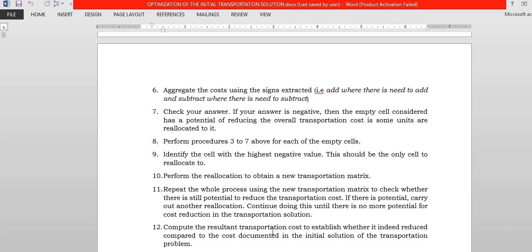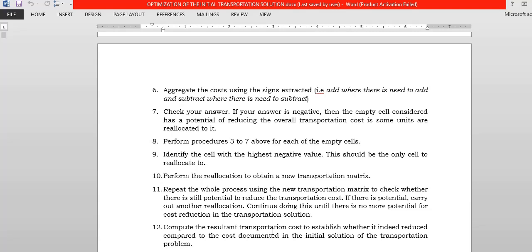Focus on the negative, okay? And the most negative number is the one you should focus on, or you can sometimes call it the highest negative number. You should focus on that, and that should be the one which gives you the highest reduction in cost possible, okay?